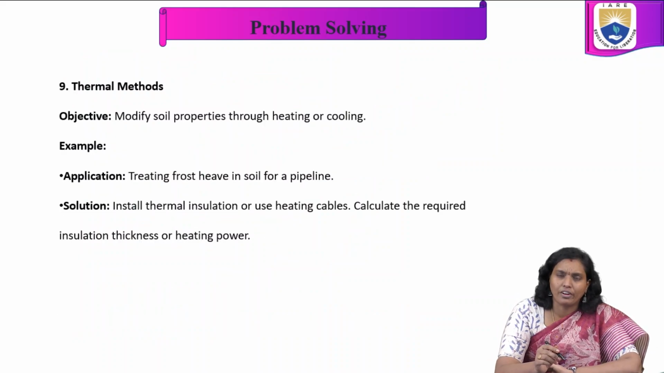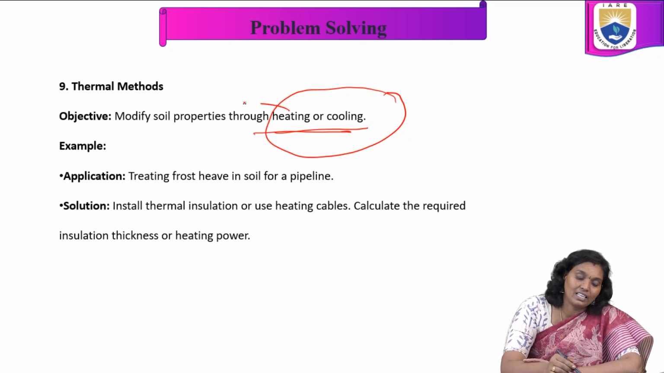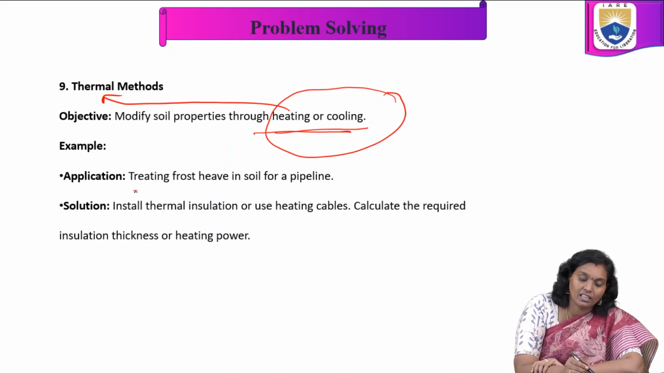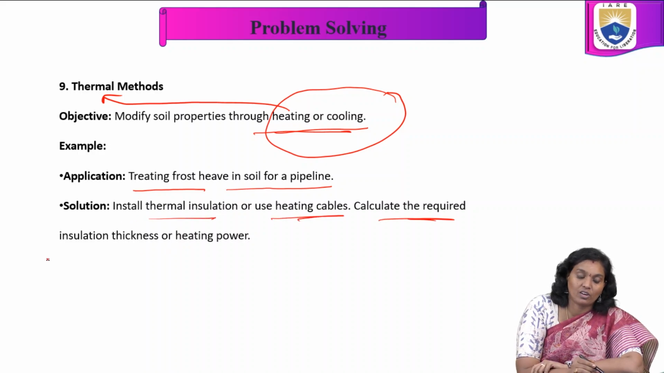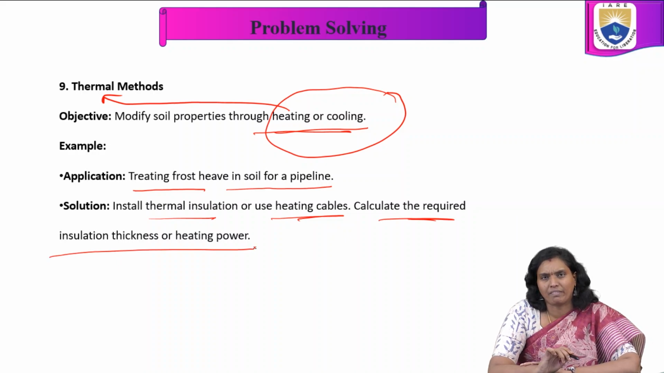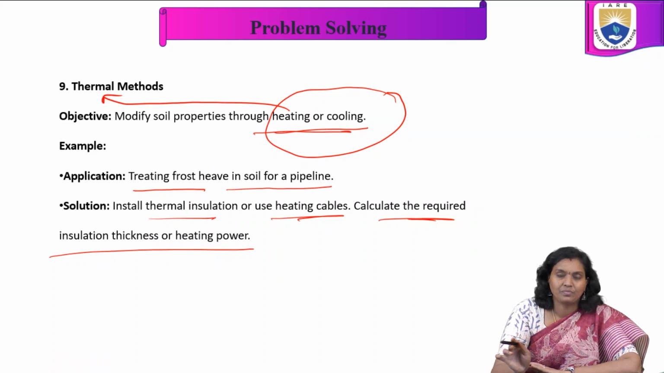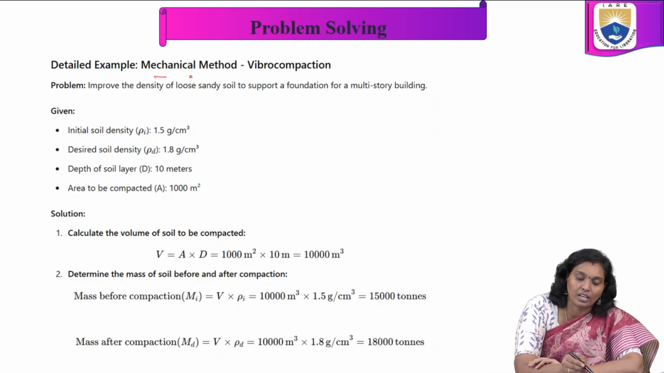In thermal methods, modify soil properties through heating or cooling. Whenever we use heating and cooling techniques, they come under the thermal methods. Considering an example, treating frost heave in soil for a pipeline. The solution is to install thermal insulation or use heating cables. Calculate the required insulation thickness or heating power. These are the parameters we introduce in this introduction to modification. Now, the detailed examples under the mechanical modification method.